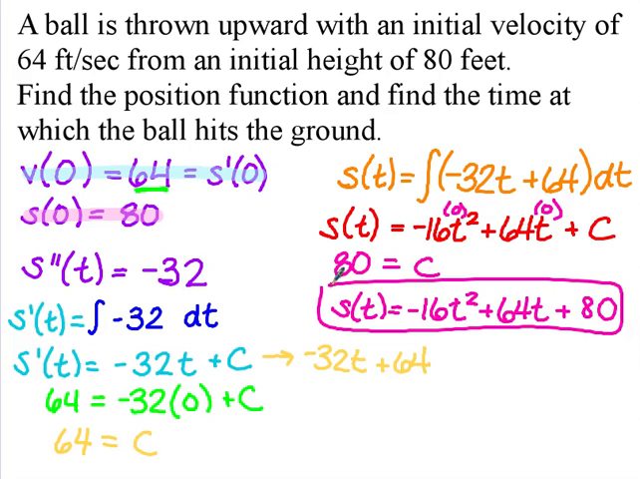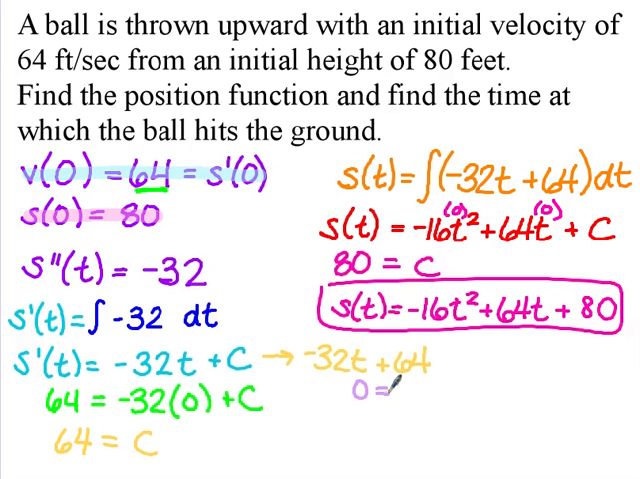Now it says find the time at which the ball hits the ground. Now when I say position, what essentially that means is where a ball is located. Is it located at 1 feet, 2 feet, 3 feet, 4 feet, 5 feet? Okay, so another word for the position would be the height. So if a ball hits the ground, what's the height going to be? 0, right? So what we need to do is find where this position function equals 0. So all you're going to do is set it equal to 0, and it's basically a quadratic.